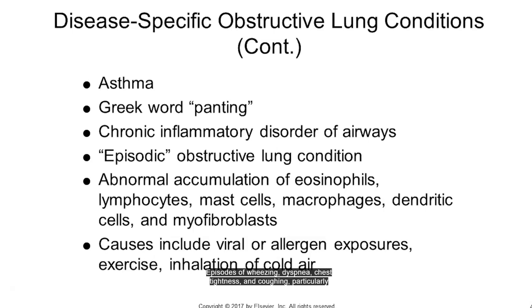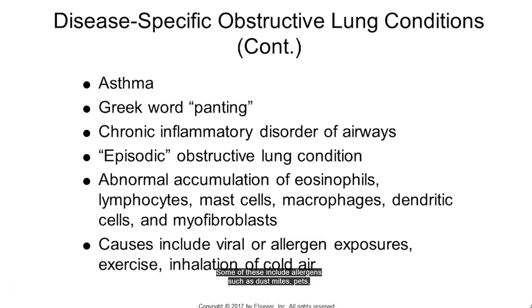Episodes of wheezing, dyspnea, chest tightness, and coughing, particularly at night or early morning, are the result of widespread but variable airflow obstruction that is often reversible either spontaneously or with treatment. The prevalence of asthma has increased worldwide, and the CDC estimates that 25.1 million people in the U.S. currently suffer with asthma. Although there is a genetic component, asthma may be triggered by environmental factors as well.